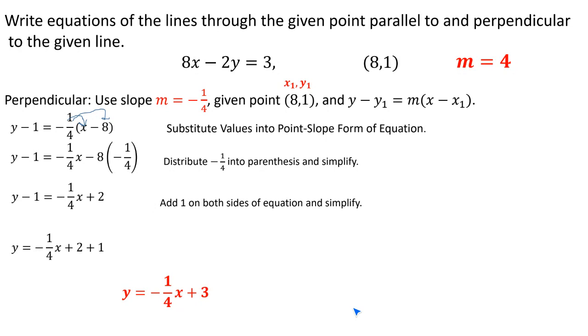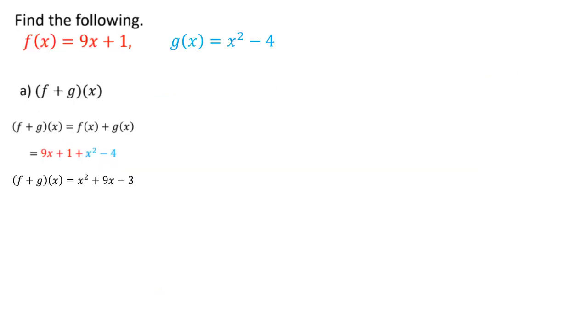Okay, so the idea of writing an equation of a line is that you need to have at least one point and you need to know the slope. Okay, so let's go to another example. Find the following. So they give us f of x is equal to 9x plus 1 and g of x is equal to x squared minus 4.